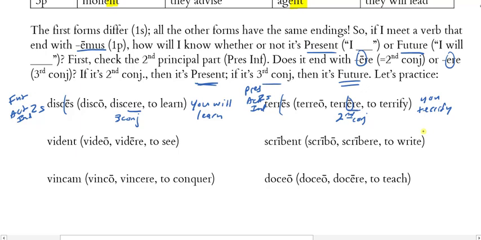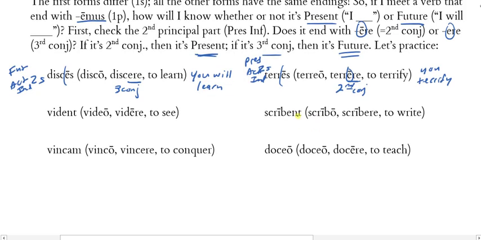What would it look like to say you will terrify? Second conjugations put the B in, right? With first and second conjugation, futures will have the B. The B will be there: terrebis.